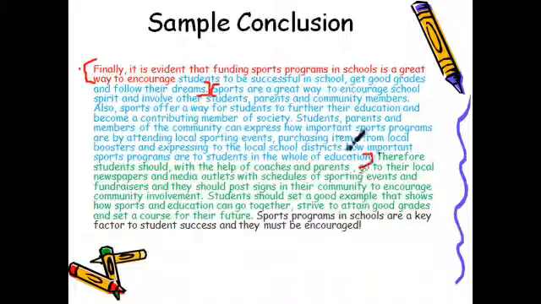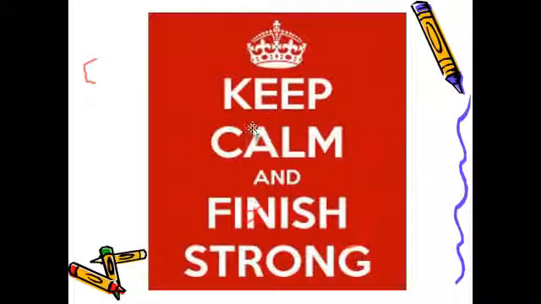Next, you'll find that it's followed by some general points that were made in the body paragraphs of the essay. Again, include your most important points here in your sample closing. Next, you will see that the writer has included a clear call to action. Now that you've read the information about this topic, what should you do about it? And then finally, it ends with a solid original thought. Sports programs in schools are a key factor to student success, and they must be encouraged. This encourages the reader to think about the topic long after.